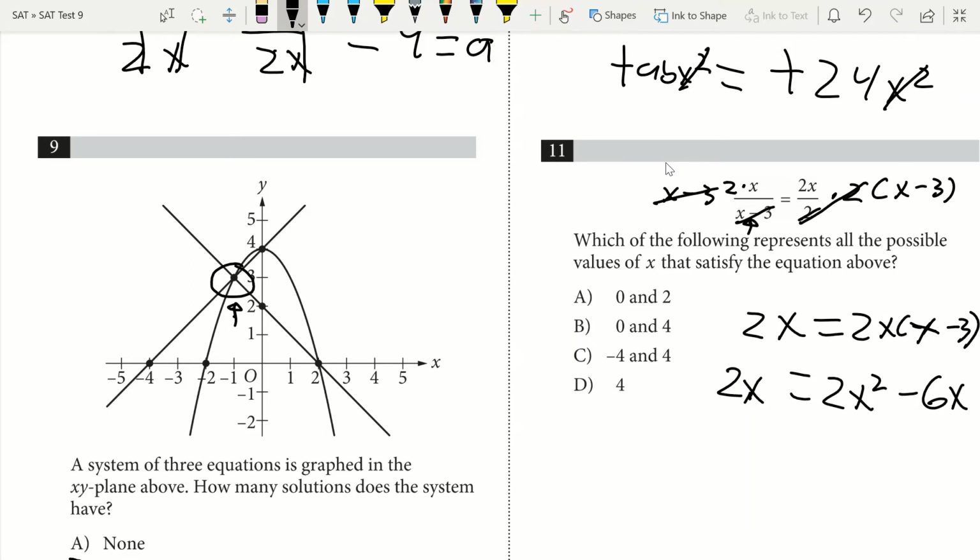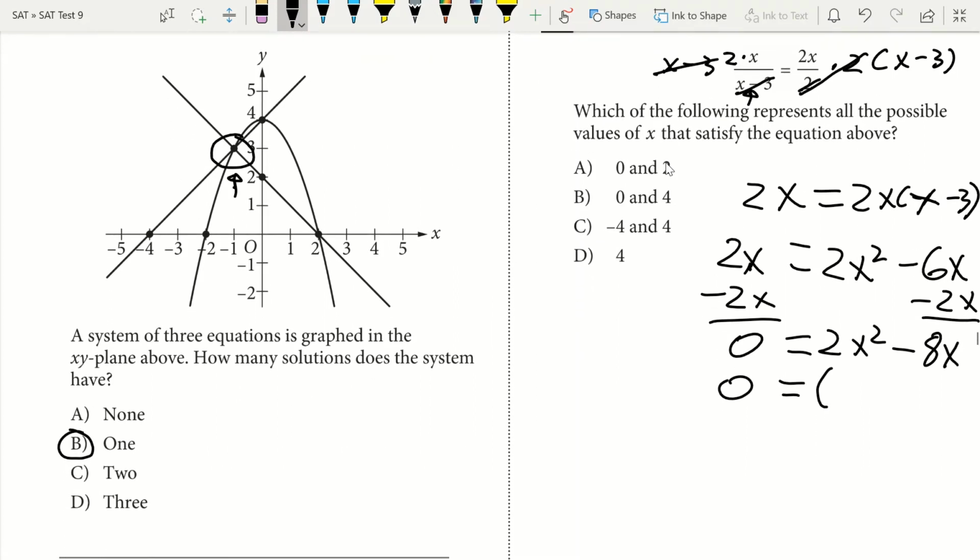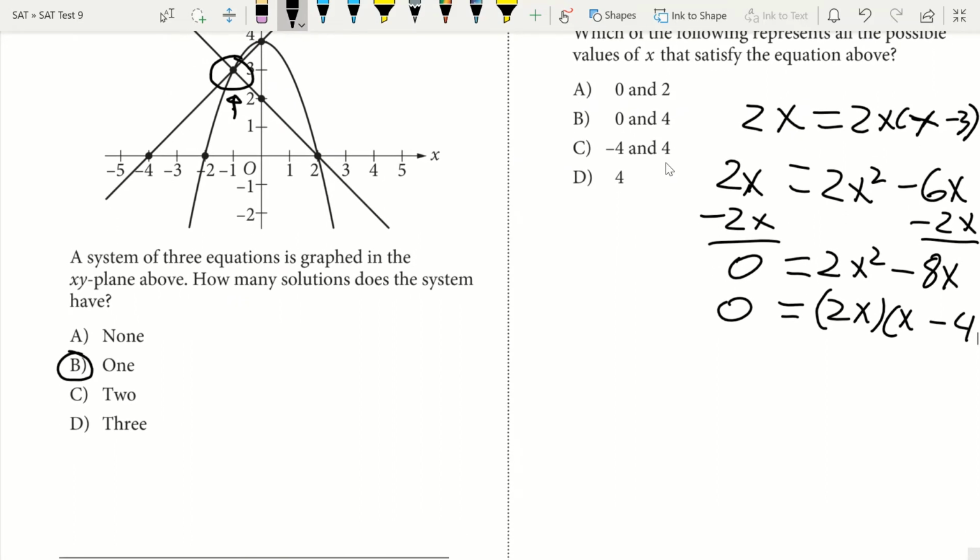So now I'm going to move my 2x to the right side of the equation so I can set it equal to 0 and then solve for my values of x. So I subtract 2x from each side of the equation, and I have 0 is equal to 2x squared minus 8x. So I can go ahead and factor now. So 0 is equal to the factor of 2x squared minus 8x, which I can factor out 2x and then multiply by x minus 4. All right, so those are my factors there.